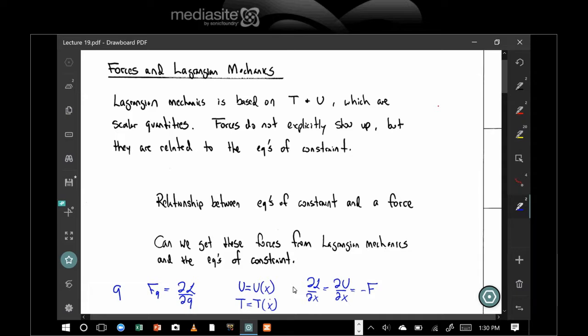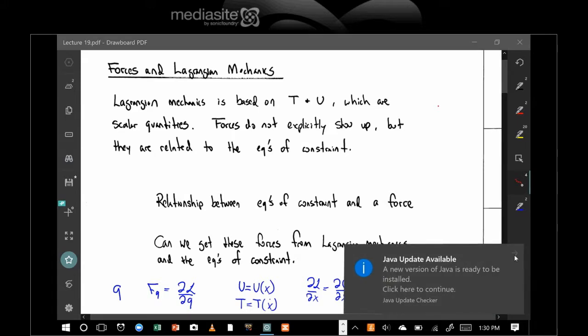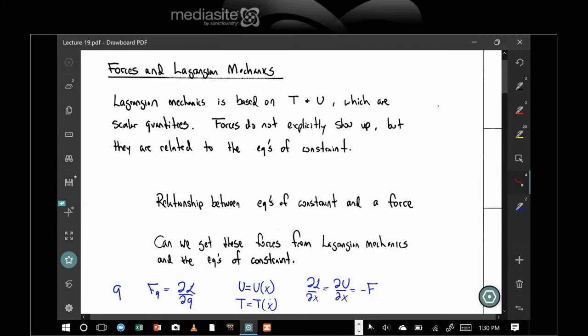However, it doesn't give us any information about equations of constraint or forces of constraint. So we're going to learn a method called the Lagrangian multiplier method that relates to every equation of constraint. There's a relationship between equations of constraint and a force. If I have one equation of constraint, there's a force, or maybe even forces, that create that equation of constraint. So we can use that information to get the forces that cause that equation of constraint to show up. That's what we're going to talk about next.